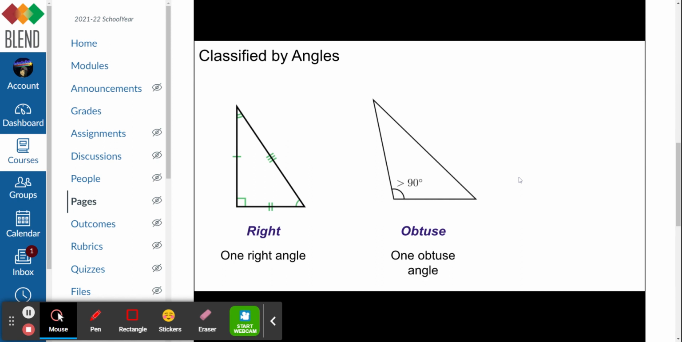And then finally, we have our acute triangle. That means all of the angles are acute. For it to be an acute triangle, it has to have all angles acute. For it to be a right triangle, it only has to have one right angle. And for it to be an obtuse triangle, it only has to have one obtuse angle.